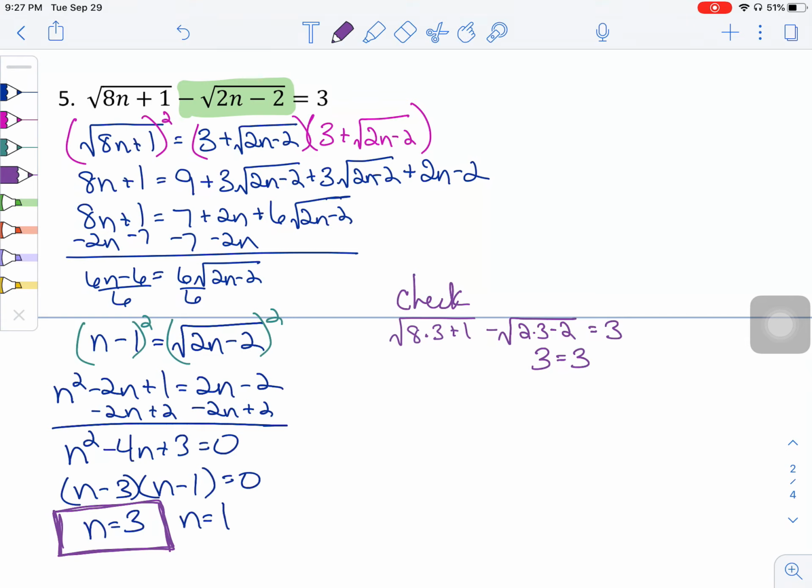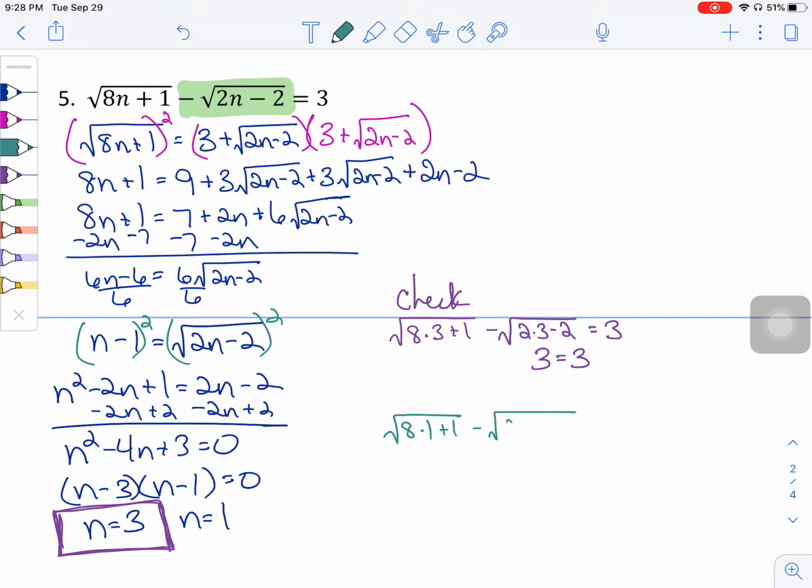That does not tell me anything about the other answer. It's entirely possible that you could do this problem and neither answer works. It happens sometimes. So you have to check all of your answers. Whether it's one answer, 2 answers, you've got to check them all.